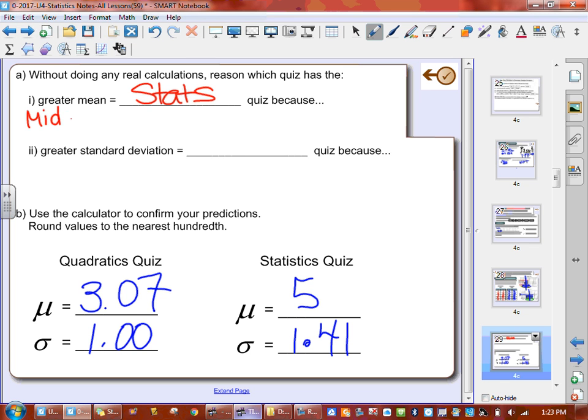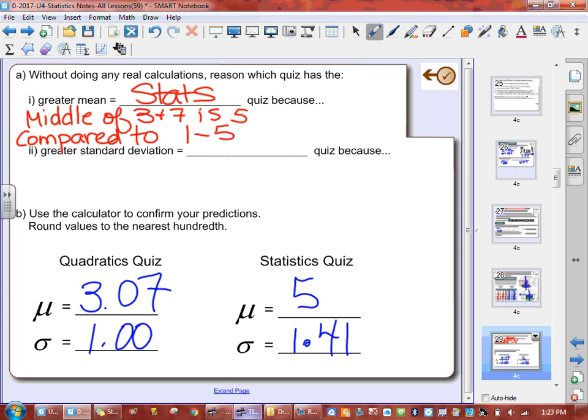Because the middle of 3 and 7 is 5, compared to 1 and 5. Okay? So they compared the difference between 3 and 7 versus 1 and 5. Well, the middle between 1 and 5 would be 3. So that's how the greater mean is the guy who's got the bigger number. Who's bigger, 3 or 5? 5 is bigger. Okay?